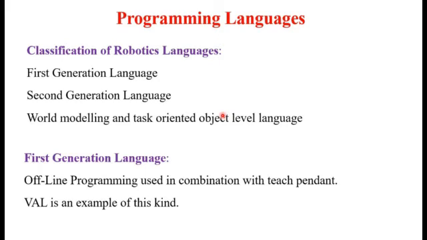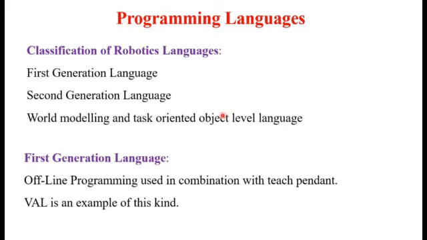Then the classification of these robotic languages. There are three types of robotic programming languages: first generation language, second generation language, and world modeling and task oriented object level language. So we will discuss them one by one.